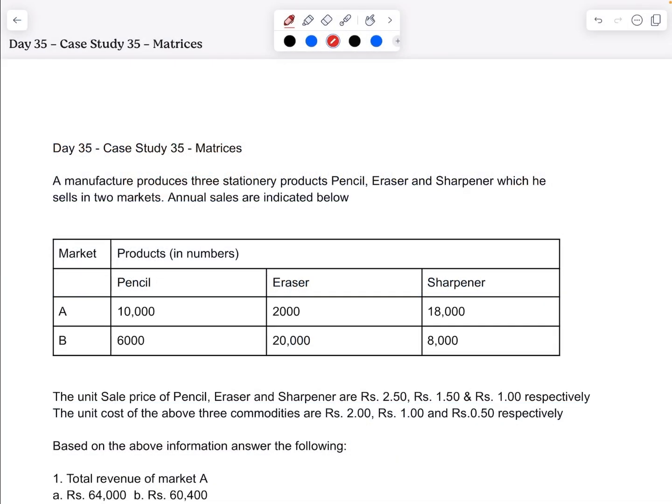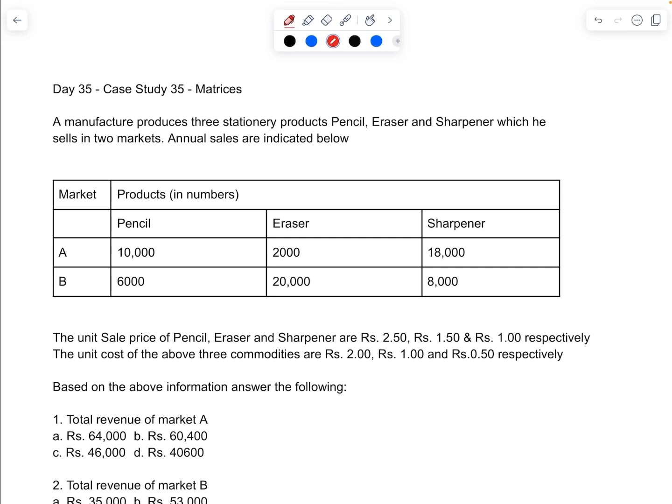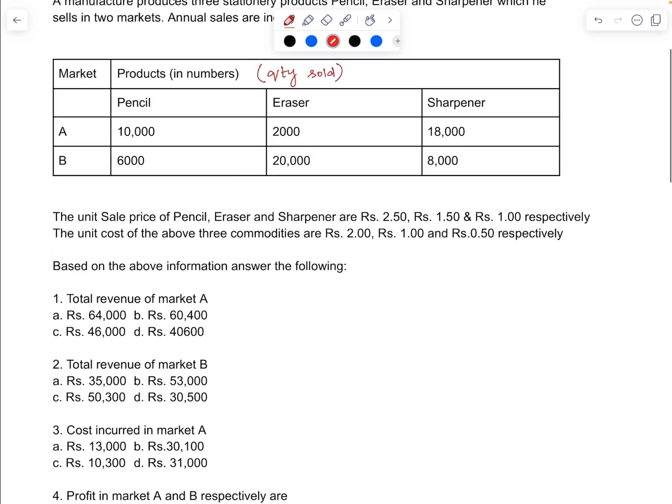The question goes like this. A manufacturer produces three stationery products, pencil, eraser and sharpener, which he sells in two markets. Annual sales are indicated below. A table has been given which specifies the amount of pencils, erasers and sharpeners sold by A and B. The unit sale price of pencil, eraser and sharpener are rupees 2.50, rupees 1.50 and rupees 1 respectively. Let us take down this in a matrix form.